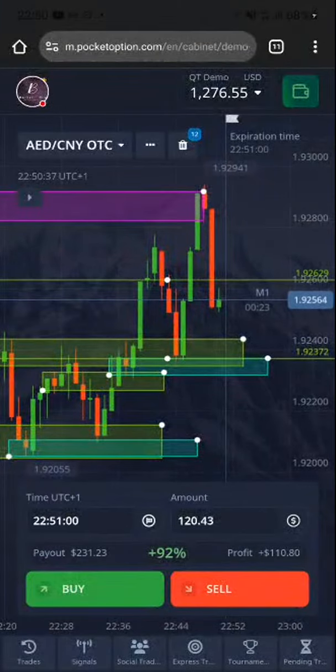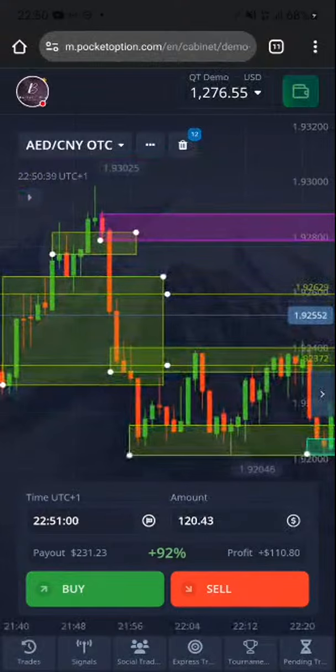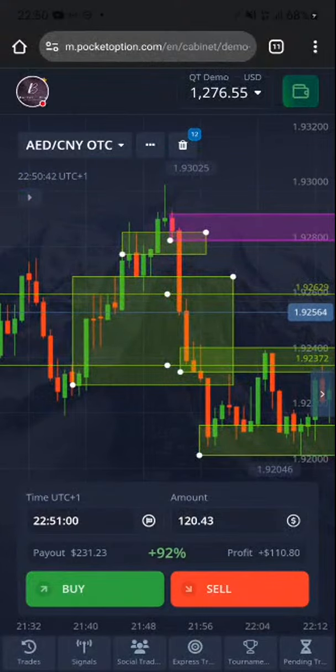Anyways, so I was explaining this QM trade. When you have a QM setup like this, the first thing you should do is to go to higher time frame.